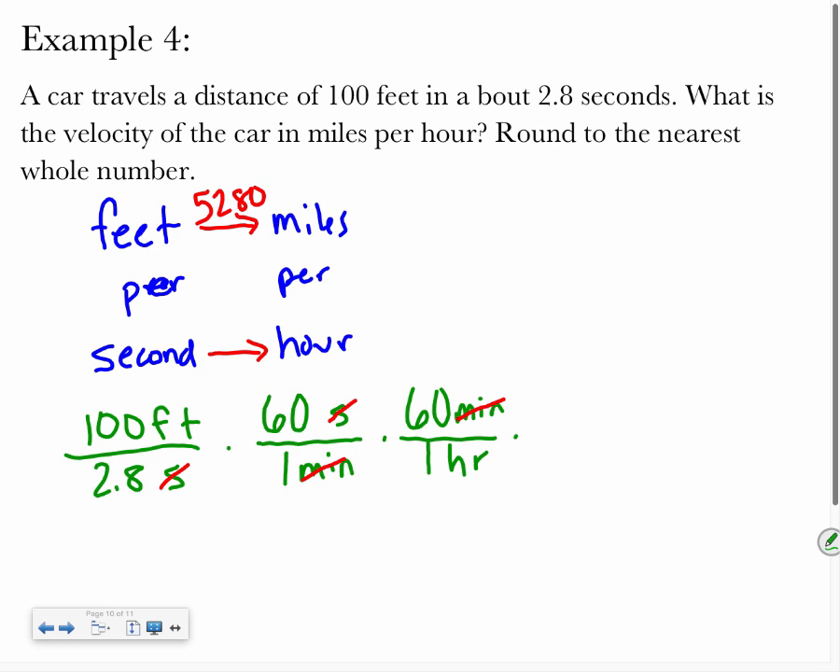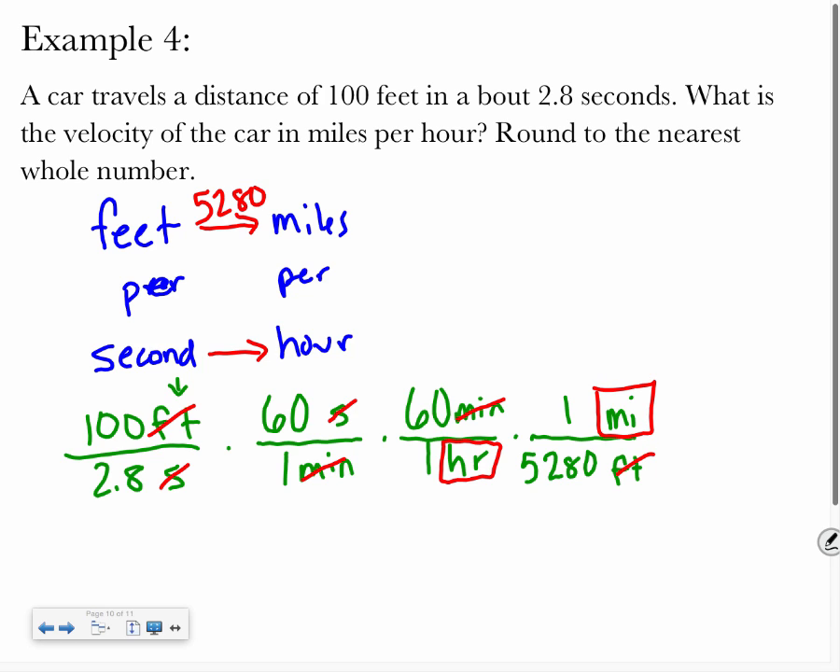Now, I want to cancel my feet. I have feet up top over here, so that means I need feet on the bottom, and I want miles on the top. So 5,280 feet equals 1 mile. Now that I have feet in two locations, they cancel. We are left with hours, which we want, and miles, which we want.